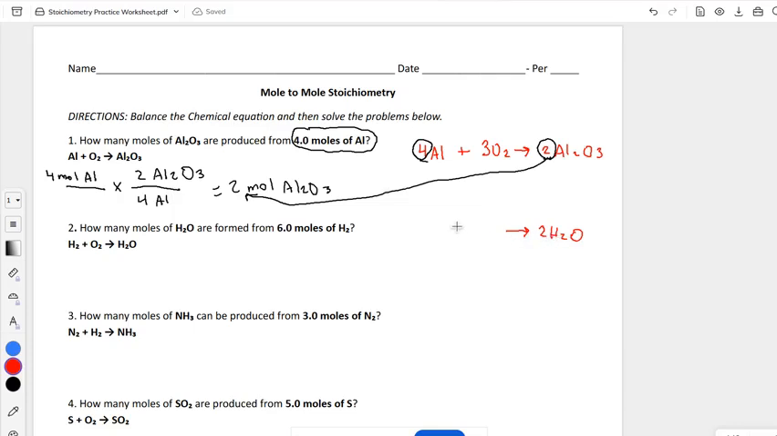Now I got 4 hydrogens. So my O2s are fine. I got 2 on both sides. But now I got 4 hydrogens over here, only 2 on the left, so that's an easy fix.